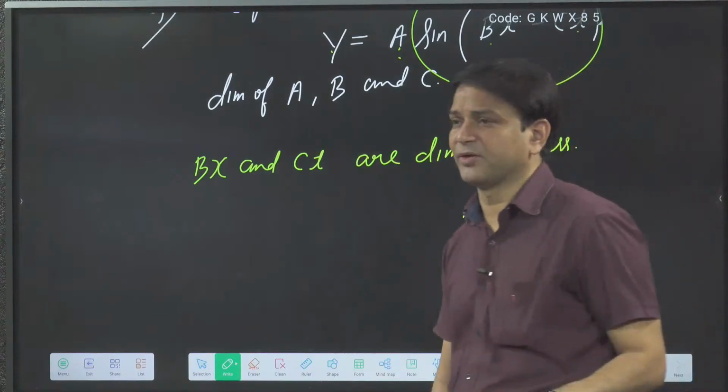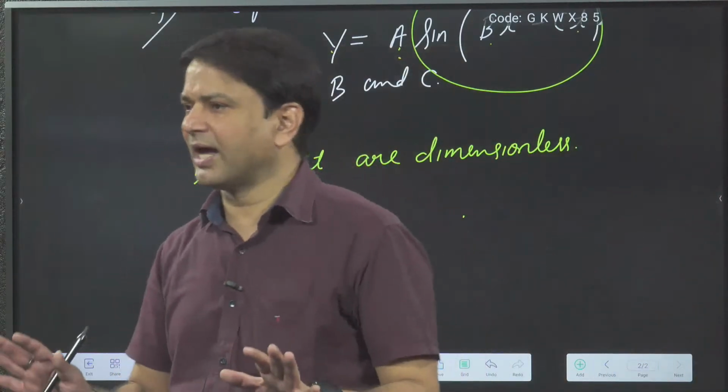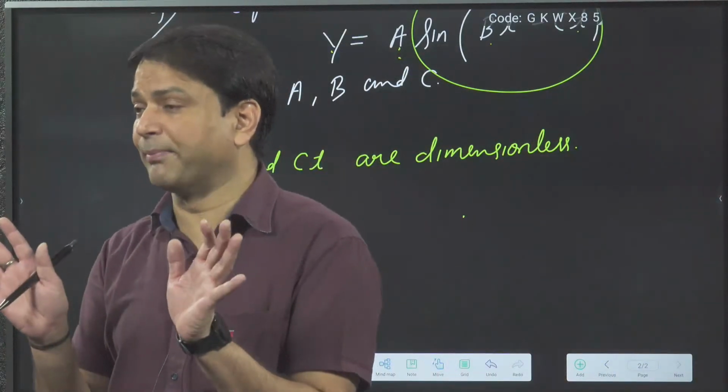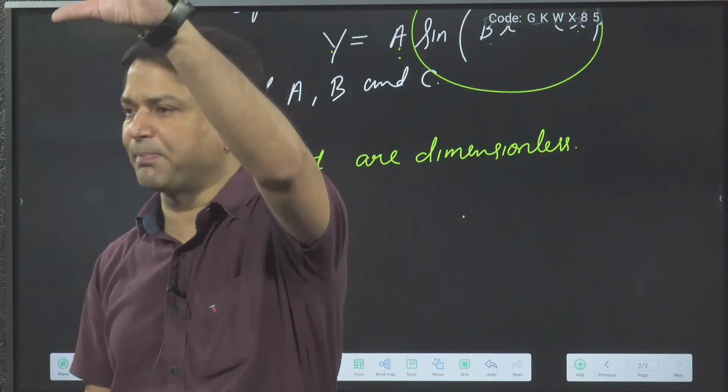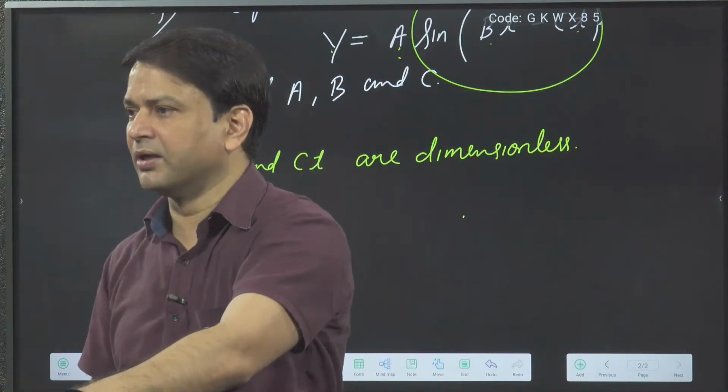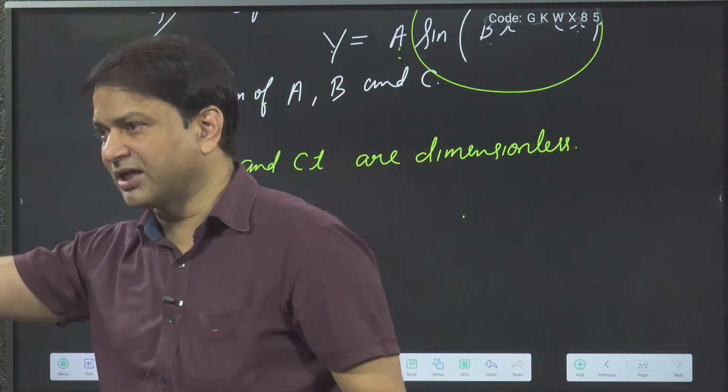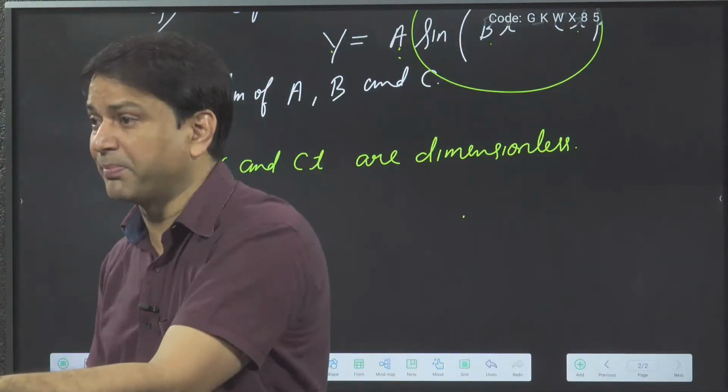Speed upon speed, what will you get? Dimensionless. I'm not talking about the number. Take any speed, 5 meter per second upon 3 meter per second. The meter per second cancels out, and you will get only the magnitude 5 by 3.